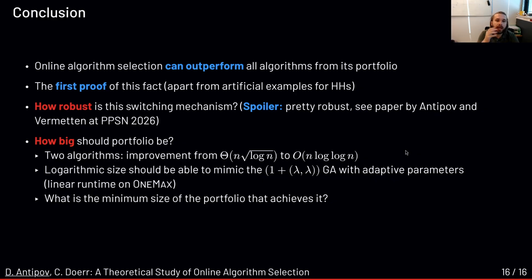more complicated function landscapes. And another question is: how big should the portfolio be? Because we see that even 2 algorithms can give us a speedup, and obviously if we have different 1+(λ,λ) GAs in our portfolio with different λ sizes, then we can emulate the adaptive 1+(λ,λ) GA, which solves OneMax in linear time. So what is the minimum size of the portfolio that achieves this? Because the smaller the size of the portfolio, the easier it is to choose between the algorithms.